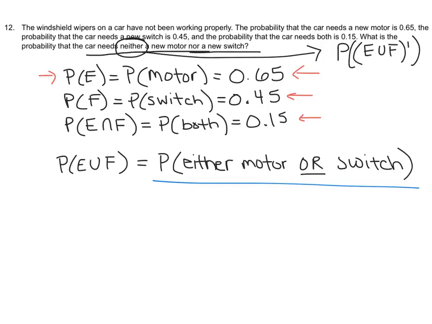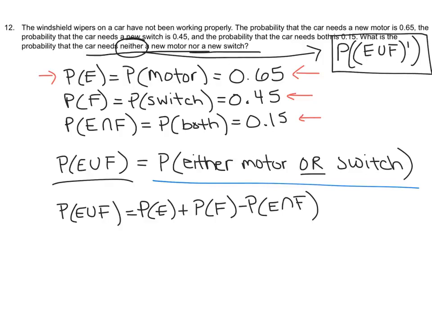In order to find the complement, which is our end result, we first need to find the actual probability of the union. So to do that, we're going to use the union formula. I have the probability formula for the union on the screen. And I'm just going to substitute in the probability of the motor, the probability of the switch, and the probability of the intersection, or the probability of both, into the formula to solve for the union.